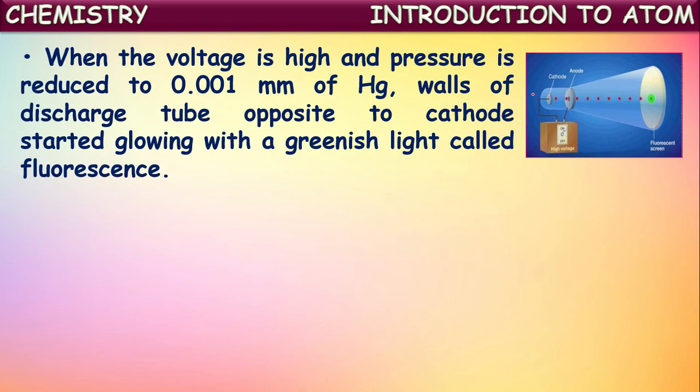See, this negatively charged electrode is the cathode and the positively charged electrode is the anode, as we have seen. Now, by passing high voltage electricity through this discharge tube at this very low pressure, he observed a greenish, fluorescent light glowing at the back side of this anode. At the back of the anode, on the walls of the discharge tube, he observed some greenish light. He called it fluorescent light. It is observed on the screen which is fitted at the back side of the anode.